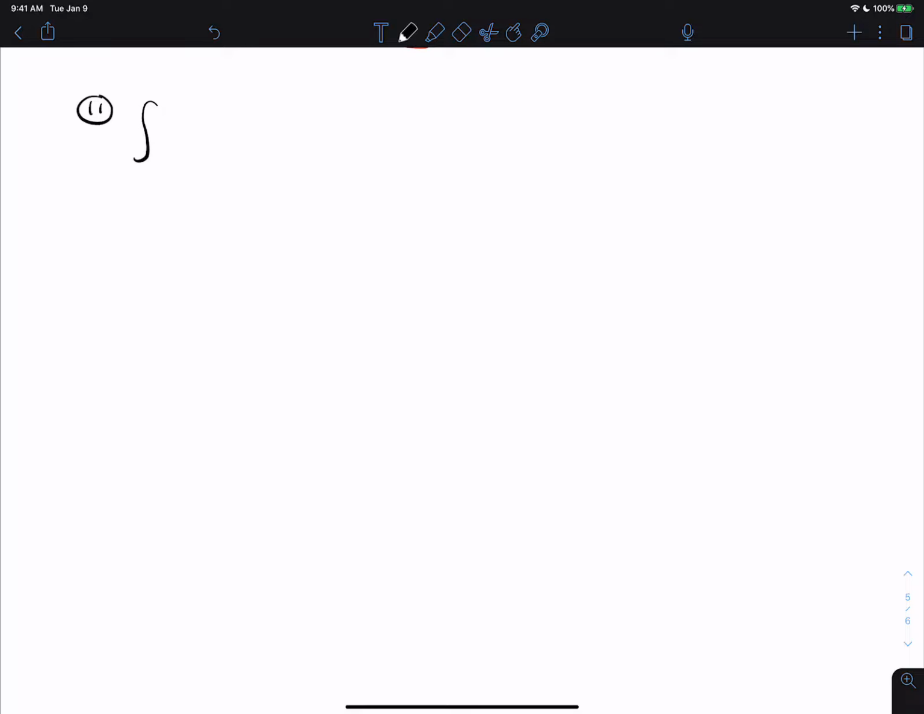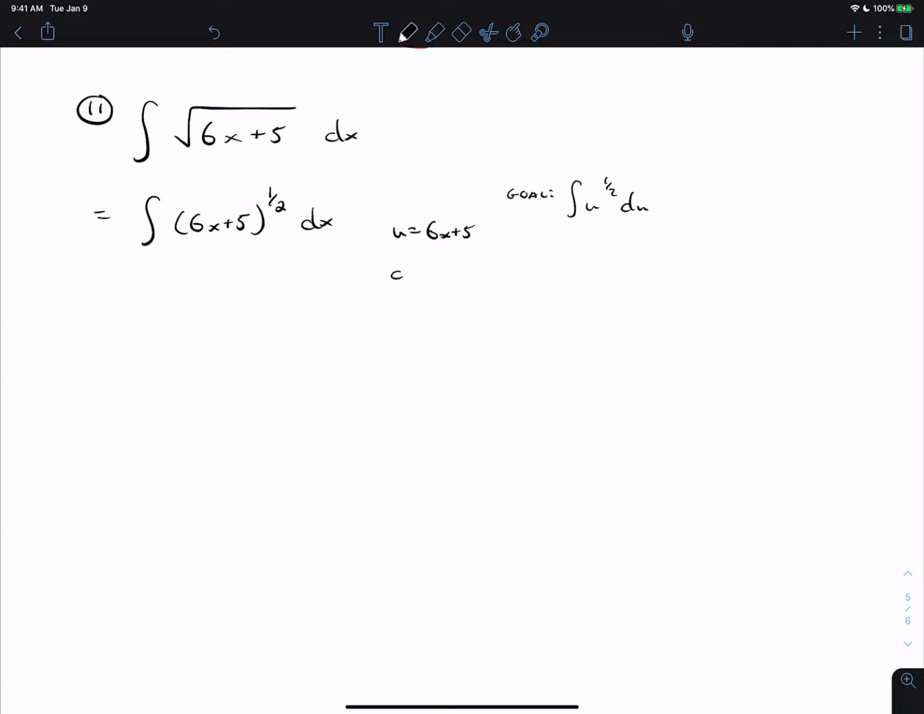Let's look at the integral of the square root of 6x plus 5 dx. So on this problem, we're going to rewrite it as 6x plus 5 to the 1/2, for the same reasoning we were talking about a few minutes ago. And now we're going to try to match u to the 1/2 du. So the goal on this one is to make it u to the 1/2 du. So we're going to let u equal 6x plus 5. And now du is just 6. And this could happen on any of the forms where du is just a constant. And that's okay, especially if there are no other x's to deal with.